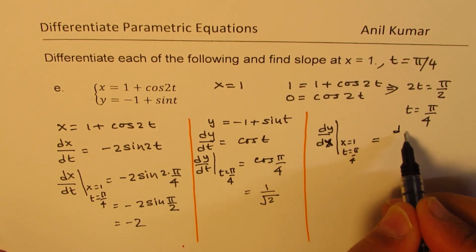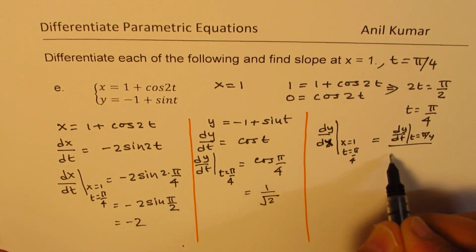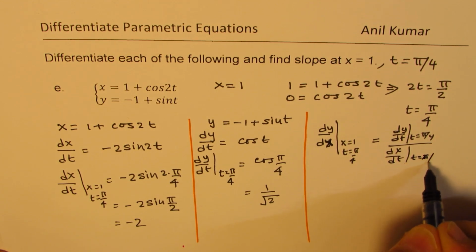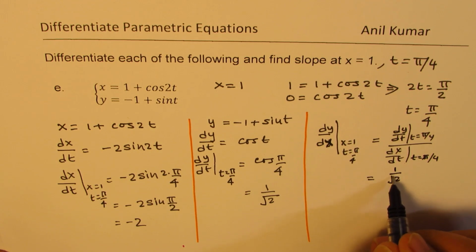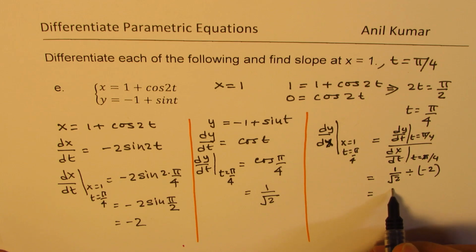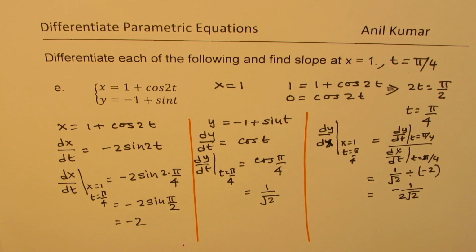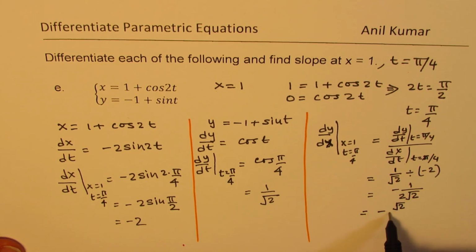So we have these two values, we'll take their ratios. Basically we have dy/dt for t equals pi by 4 over dx/dt for t equals pi by 4. The two values here are 1 over square root 2 divided by minus 2, right? So you could write this as minus 1 over 2 square root 2. Now when you rationalize, you get this as equal to minus square root 2 over 4, since square root 2 times square root 2 is 2, and 2 times 2 is 4. So we get that as our answer.